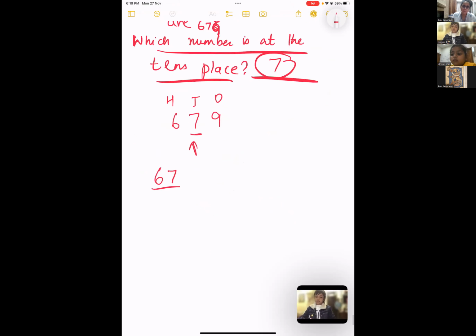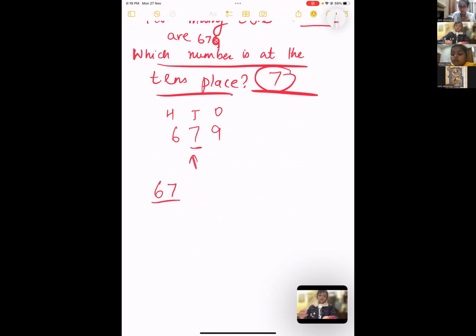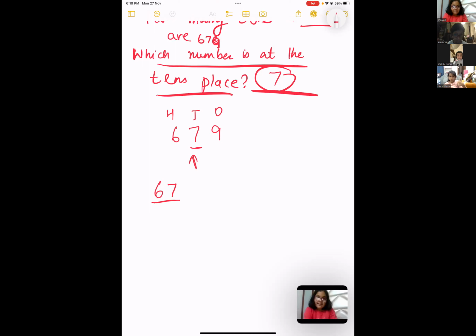But to all the other children, my question to you is, did you understand the difference between which number is at the tens place and how many tens make a particular number? Samaira? Yes, ma'am. They are two different questions and very confusing. Okay. We will be working on the same concept of place value in our future classes also. I will see you on Saturday.